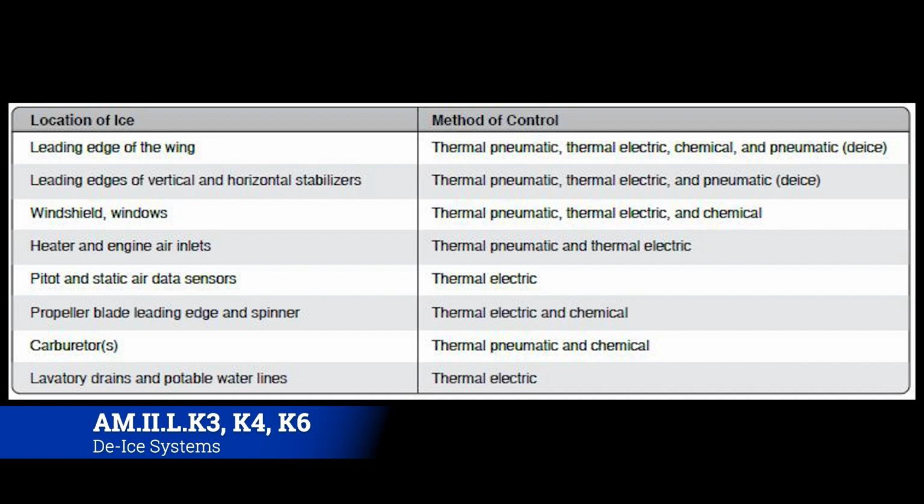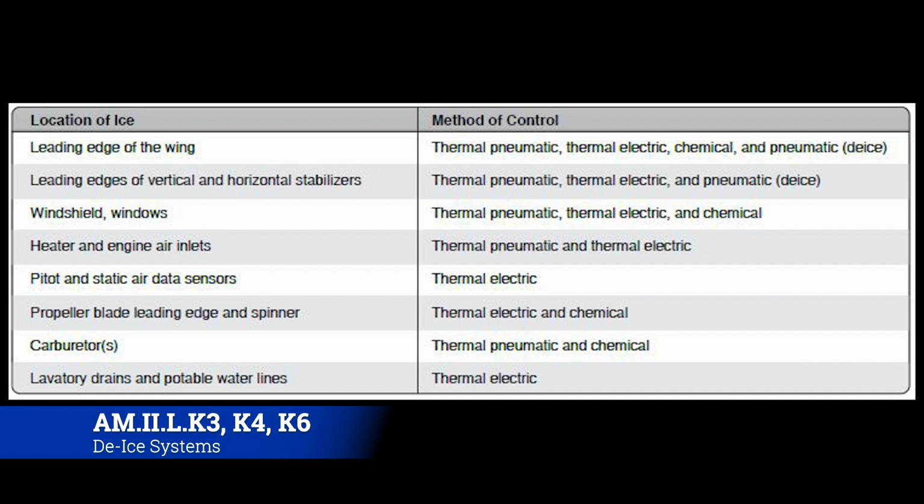On a propeller blade, leading edge and spinner, you will see chemical on those. They'll basically start at the hub and squirt de-icing fluid on there, and it'll stream down those propeller blades, and they're pretty effective. It does make quite a mess though, so that's kind of a downside on that one.